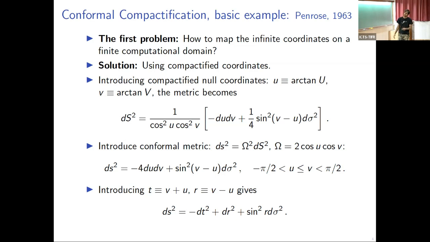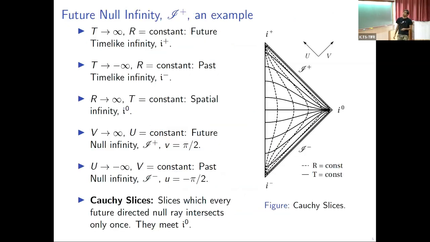And this is how our conformal metric looks like, which is regular everywhere. So in terms of these compactified coordinates, this is how my Minkowski spacetime looks like. I+ and I- are my future and past time-like infinities. I0 is my space-like infinity. Scri+ and scri- are my future and past null infinities.